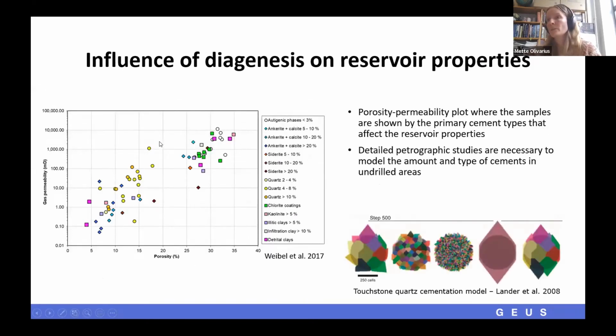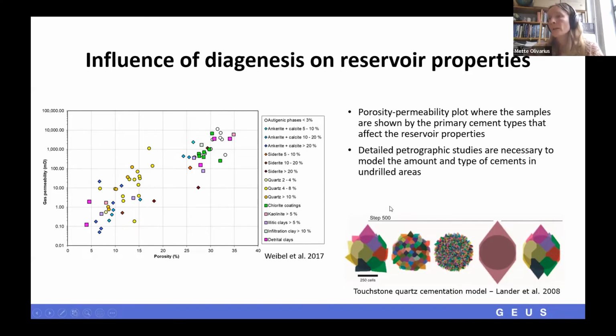And again, the same data set, but only including those samples where we have quantified the mineralogy, looking at what is the most reservoir quality reducing factor in the mineralogy. For example, all these yellow spots, that is quartz cement that has grown. And you can see that even rather small amounts of quartz cement can be really very bad for the reservoir quality. So it's important to be able to quantify this quite accurately.